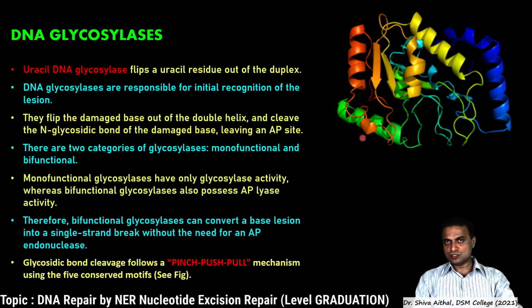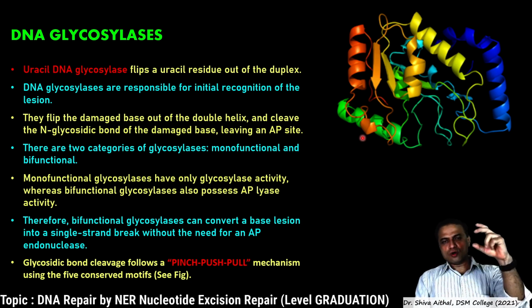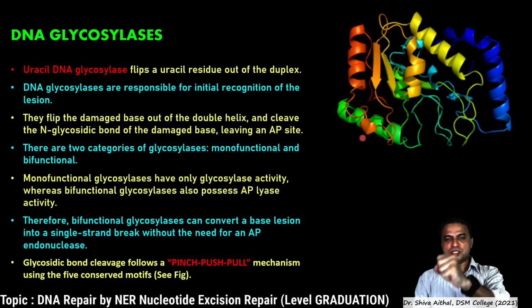Let us see some features for that. Uracil DNA glycosylase flips the uracil residue out of the duplex. That is what I said, flipping by a pinch, push and pull mechanism. It's simple. The recognition is called pinch, cutting is called push, and removing and flipping it off is called pull.